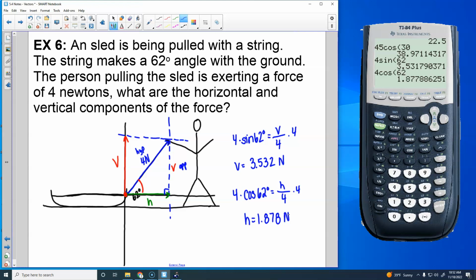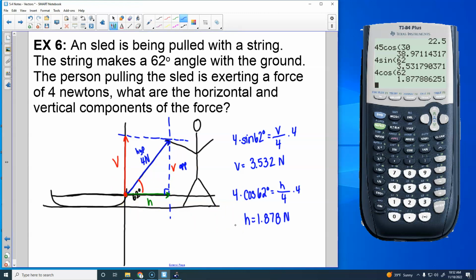So the person's exerting 4 newtons. It is causing there to be a 1.878 Newton force horizontally and a 3.5 Newton force vertically. So this is not the most efficient use of that force, right? Because the horizontal force is what's actually doing the work you want it to do.